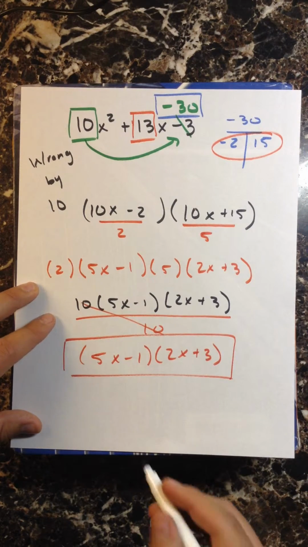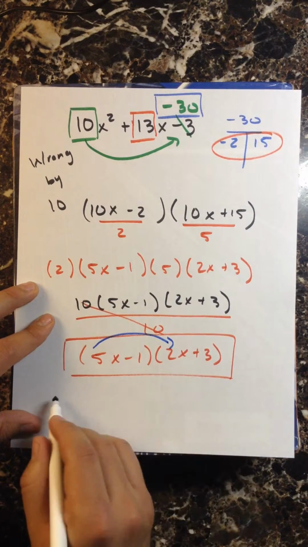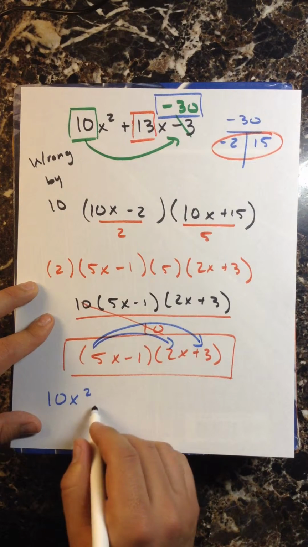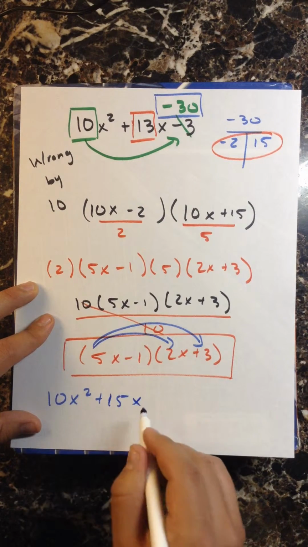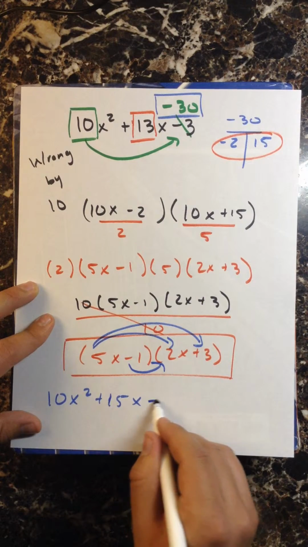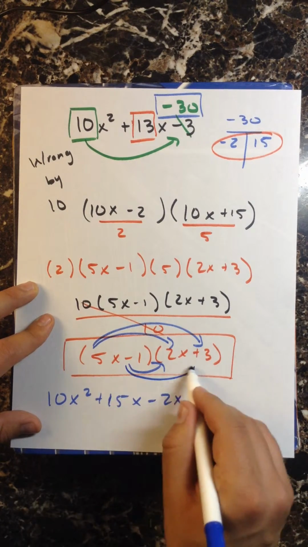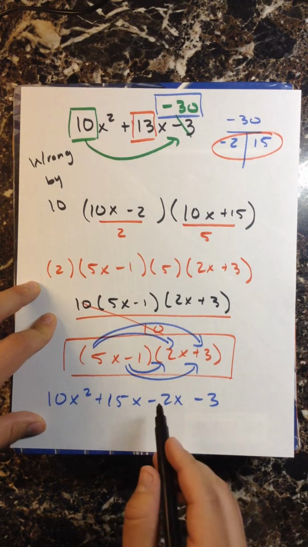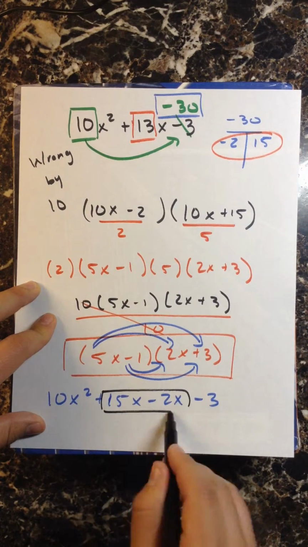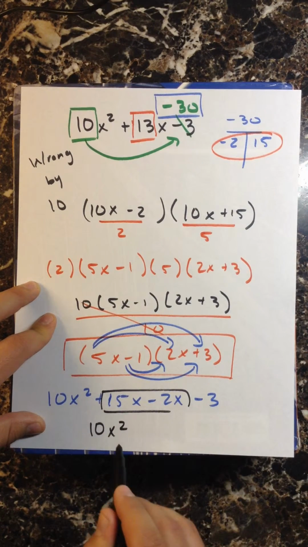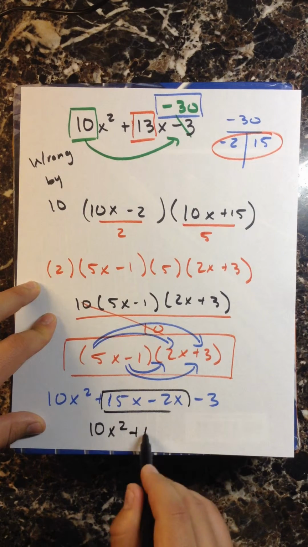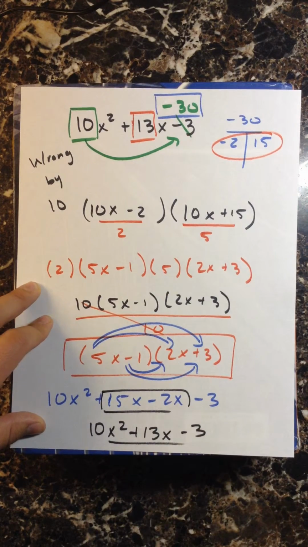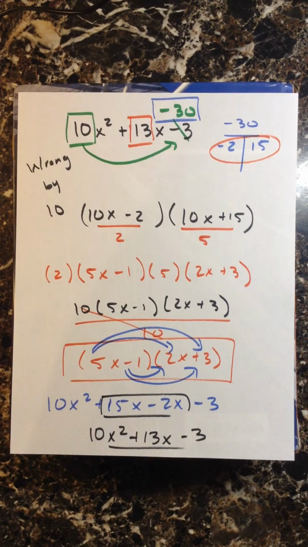However, we're going to check it just to be sure. So 5x times 2x gives us our 10x squared. 5x times 3 gives us a positive 15x. Negative 1 times 2x gives us negative 2x. And negative 1 times 3 gives us negative 3. Quick combining of like terms here, and we get 10x squared plus 13x from these two guys here, minus 3. Now we got the answer we started with, so obviously we must have done that correctly.